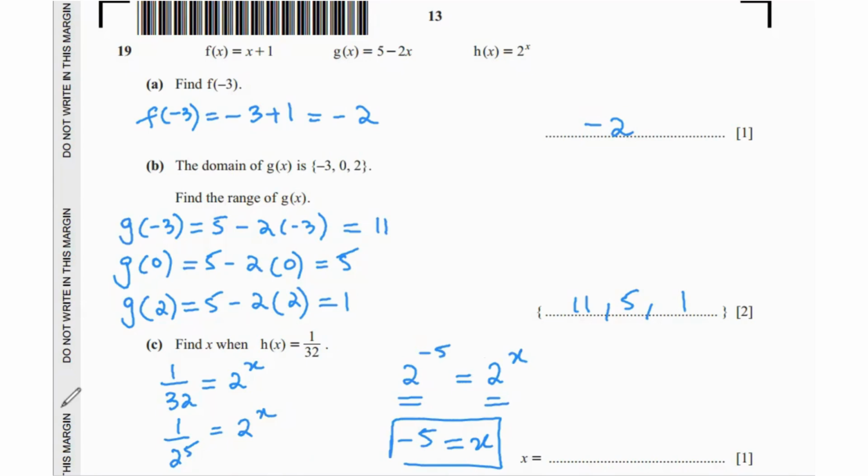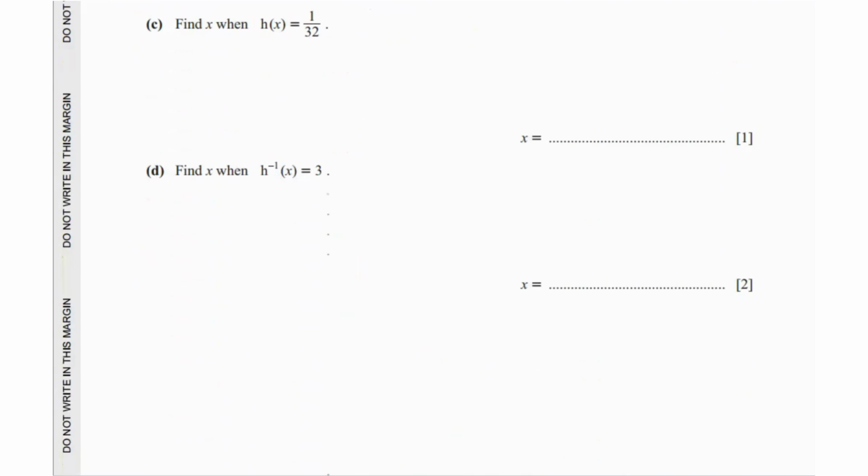For this one, you need to know about your rules of indices, how we can change the power, how we can make it positive or negative, how we can bring the base in the numerator. And when both sides of the equal to sign have the same base, we can put the powers equal to each other. Then find x when h inverse x equals 3.